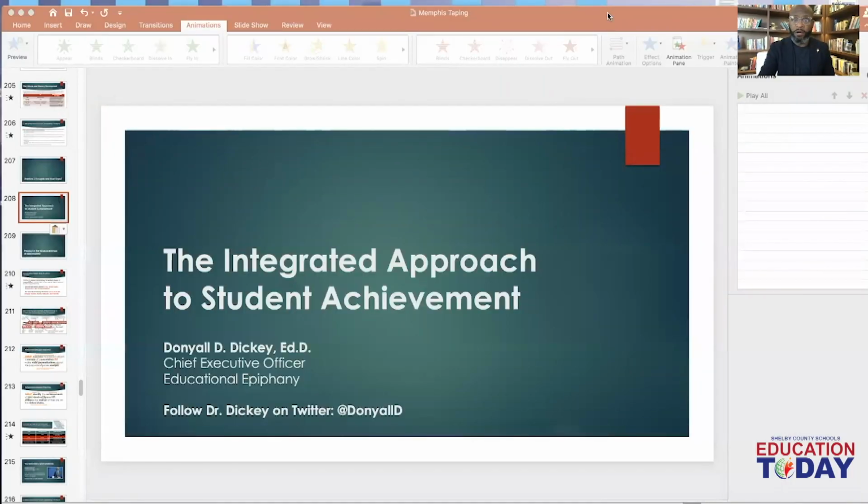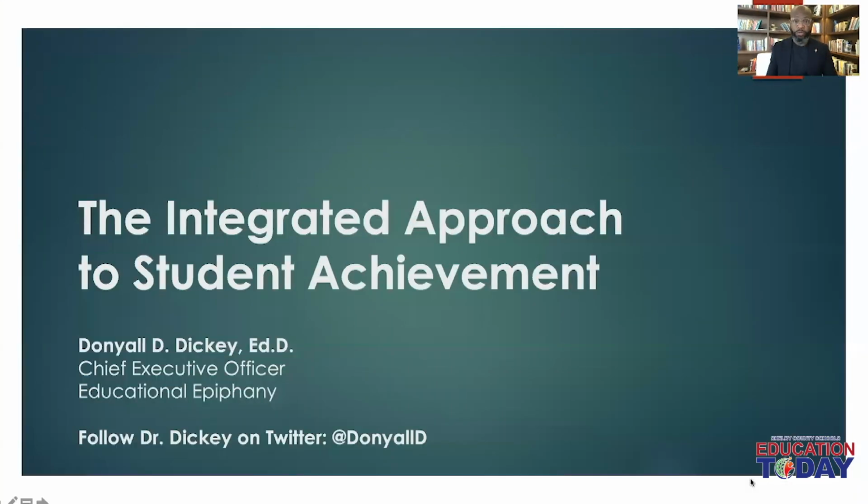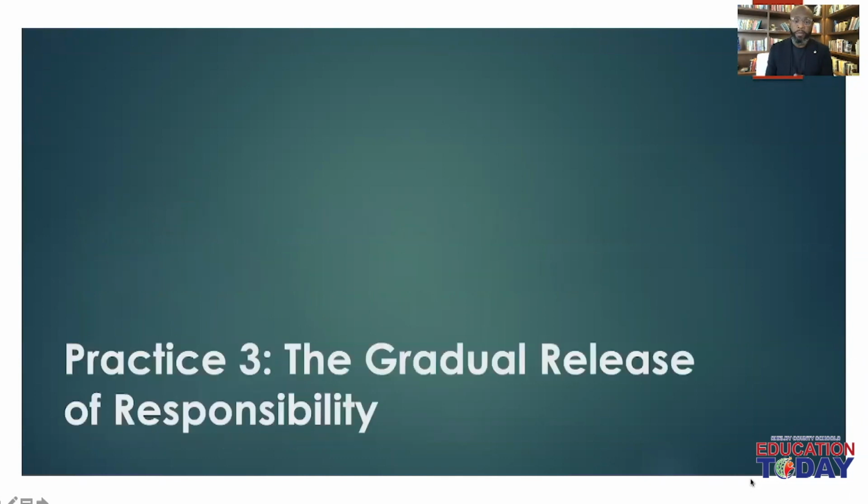So we've been talking for about 6 or 7 months now about the integrated approach to student achievement, which is a proven model for mitigating both the opportunity and the achievement gap. And as a part of that discussion, we've talked about instructional practice number 1 being transforming state standards into performance-based objectives. Instructional practice number 2, ensuring that students are developing conceptual understanding of academic language, using the objective as a springboard for access to conceptual understanding of that language.